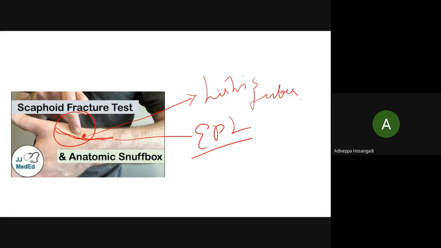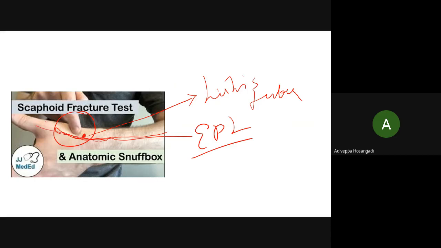This tendon is EPL, extensor pollicis longus, where it deviates at a small bony tubercle here. What is that bony tubercle? Lister's tubercle. Extensor pollicis longus comes here and takes a turn here.